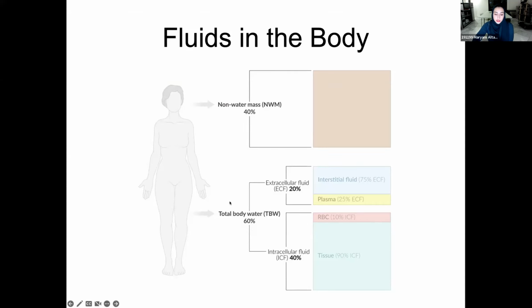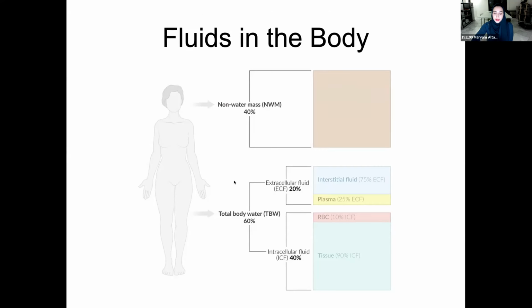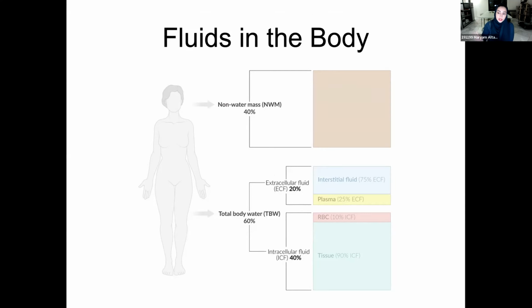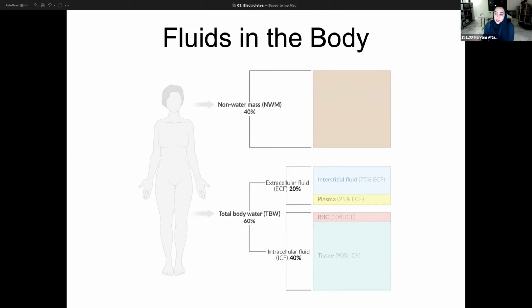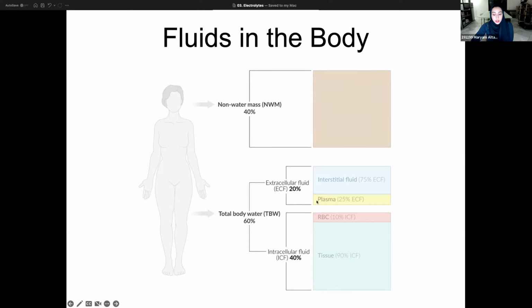And within the 60% total body water, we know this, and hopefully from first year, you guys remember that part of it is extracellular fluid, which means extra, outside the cells. So this would be divided into our interstitial fluid, which is the fluid that's actually around the cells, and plasma, which is the fluid that is in our blood. And then you have your intracellular fluid, okay? And so 10% of this is ICF and RBCs, or red blood cells, and the rest of the 90% is in the tissue. So you can see how 40%, a lot of this intracellular fluid is already within our tissues.